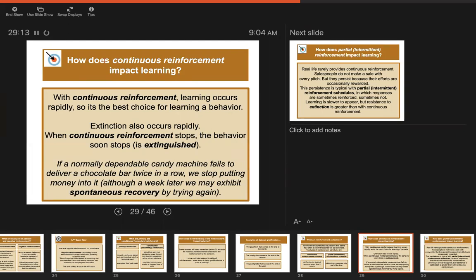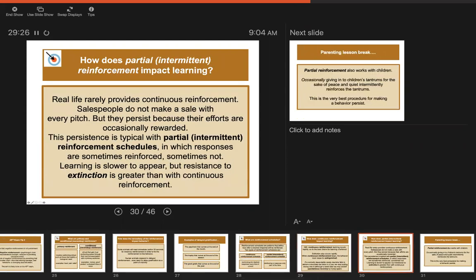If a normally dependable candy machine fails to deliver a chocolate bar twice in a row, we'll stop putting money in it, likely. Although a week later, we may exhibit spontaneous recovery by trying again. So how about partial or intermittent reinforcement? What effect does that have on learning?